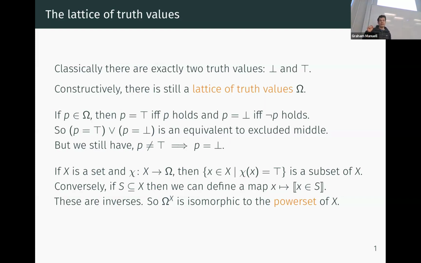In terms of notation, firstly, notice I use these funny square brackets, and I'm saying this is the truth value associated with this particular proposition. So this is the proposition x is an element of S. I'm using these weird square brackets for the truth value.